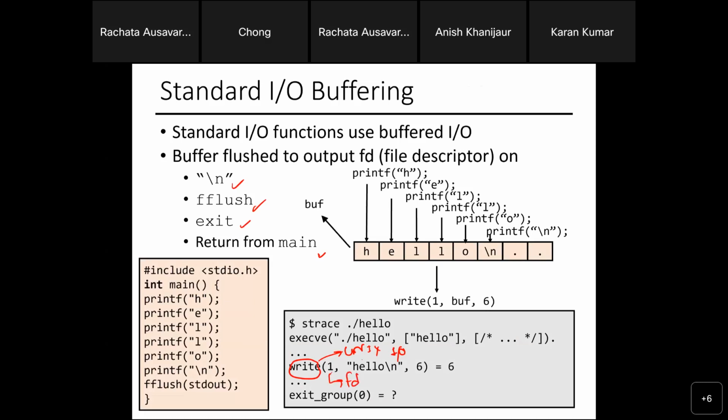File descriptor. What is the file descriptor here? Standard in, out, or what? What's number 1? Output, because we're printing, right? Printing output. If I do scanf, that becomes 0. Then I put these letters into the buffer. What's the size? 6 bytes. All right, then I'll see flush, which means it's time to actually pour out this hello with the new line into the standard output, which is your terminal.